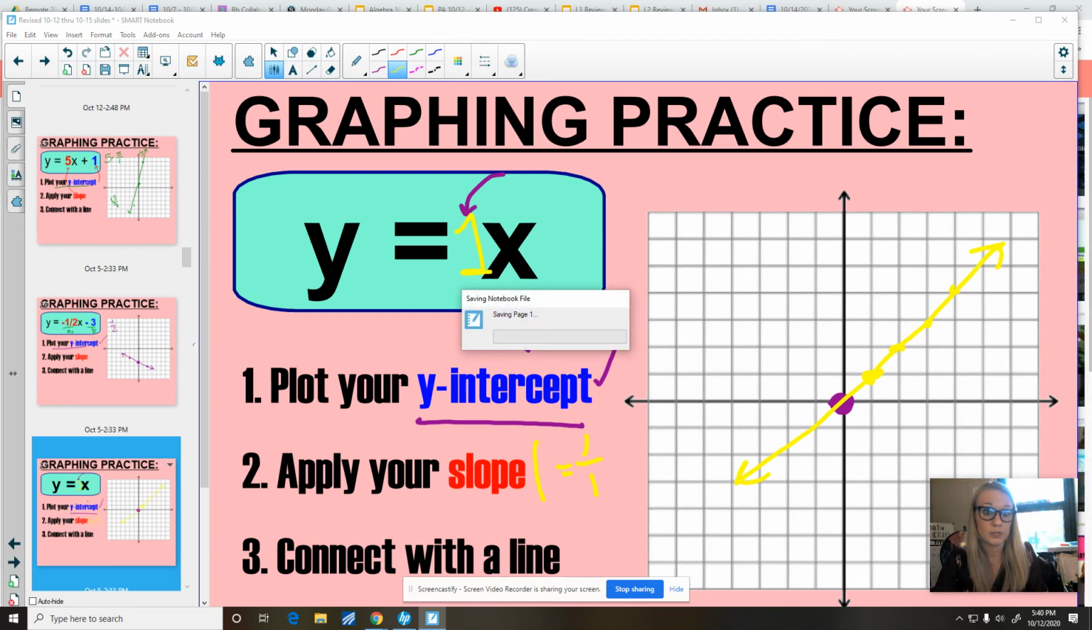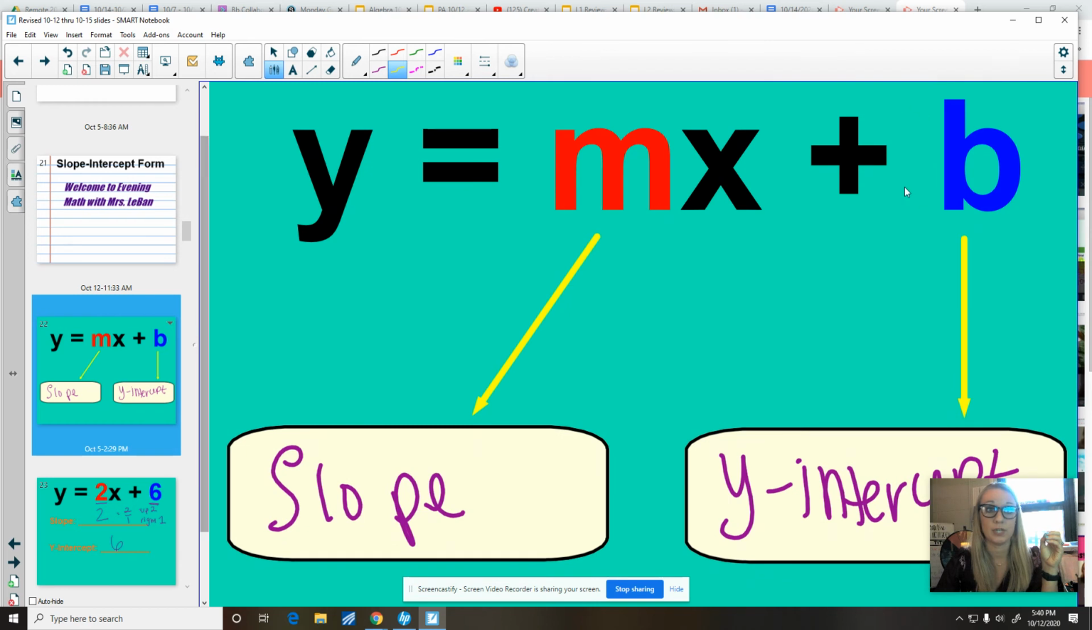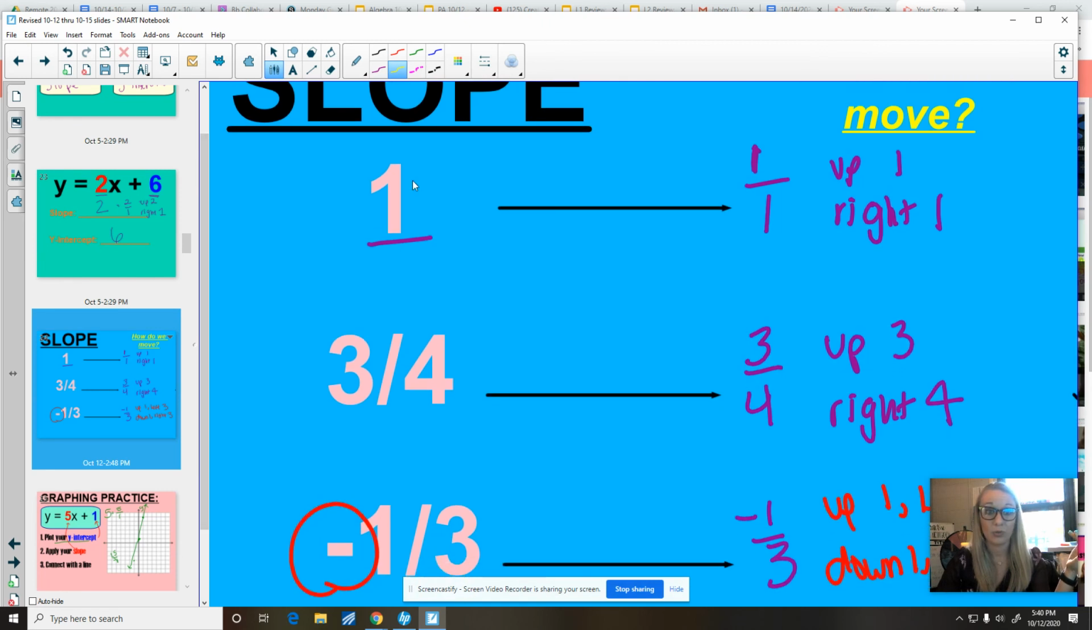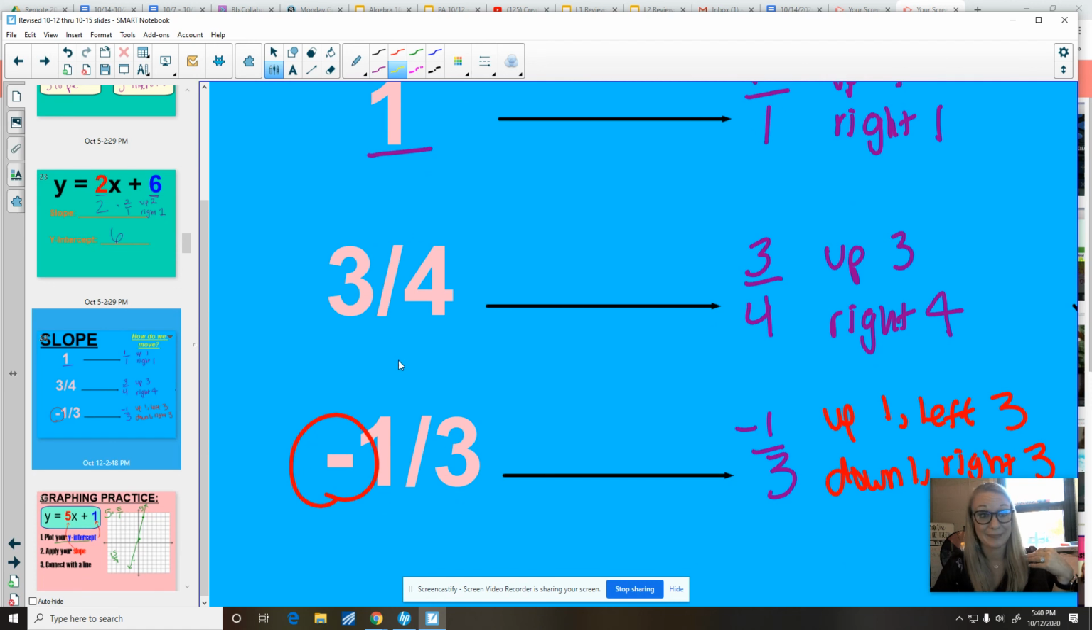So ladies and gentlemen, just to make sure that we're all on the same page, when we're looking at lines in slope-intercept form, our last number, which is our constant, represents our y-intercept. That's the first thing that we plot on our y-axis. We then apply our slope, which we know that we can write as a fraction to help us with our movement. If we have a whole number like an integer here, like the number 1, we can rewrite that as 1 over 1 to guide our movement within the coordinate plane. If you've got a fraction already, that's pretty simple. And then if you have a negative number, remember that you just need to make one of those directions negative.